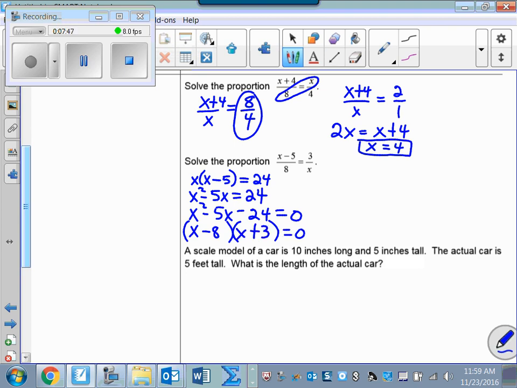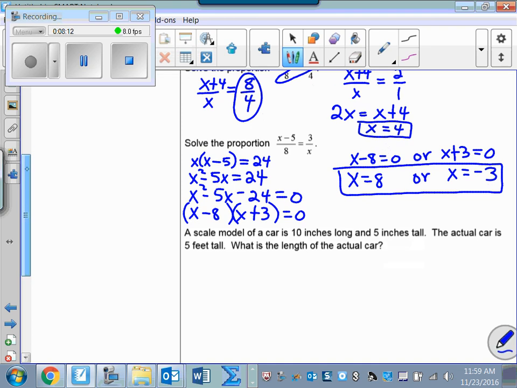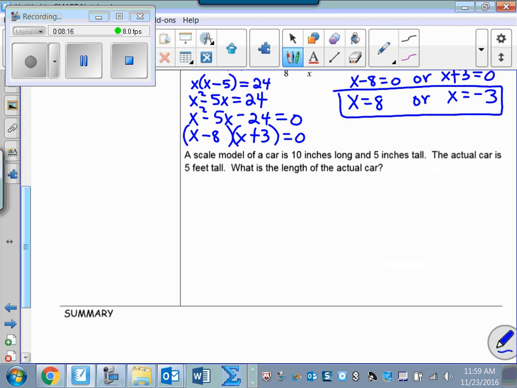So remember, I know that once I have my quadratic factored, I set each factor equal to 0, and that gives me my two solutions. So x is either 8 or x is going to be negative 3, and both of those answers will make my proportion true. All right, if you need to review your factoring, tonight would be a good time to do it. Okay, one more. Scale model of a car.